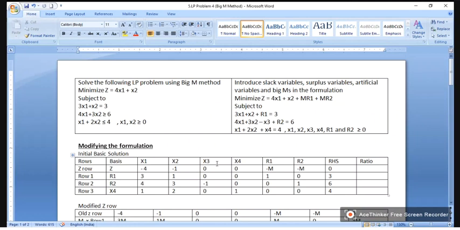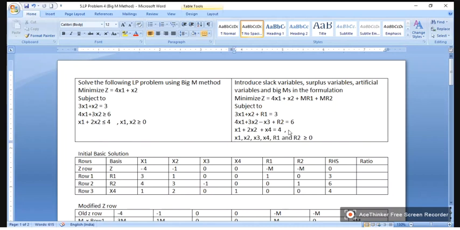For the second constraint, because it is greater than or equal type, we subtract the surplus variable x3 and we add another artificial variable R2. And for the third one, we simply add the slack variable to the left hand side so that we'll get the equations. So can you see, finally we got modified constraints.